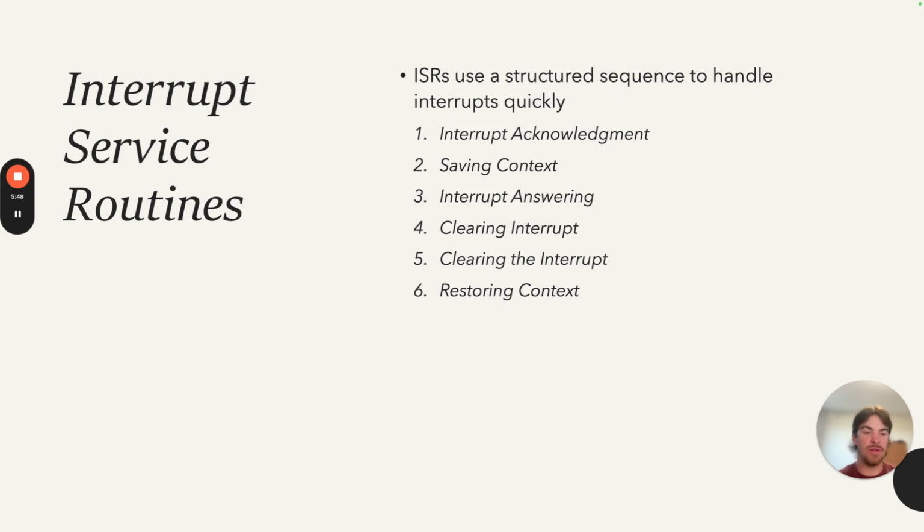It then clears the interrupt to prevent recurrent triggering. The ISR either resets the interrupt flag or sends an acknowledgement signal, and then it restores the context, so the saved process state is reloaded, allowing the system to restart execution from the point at which it was paused.